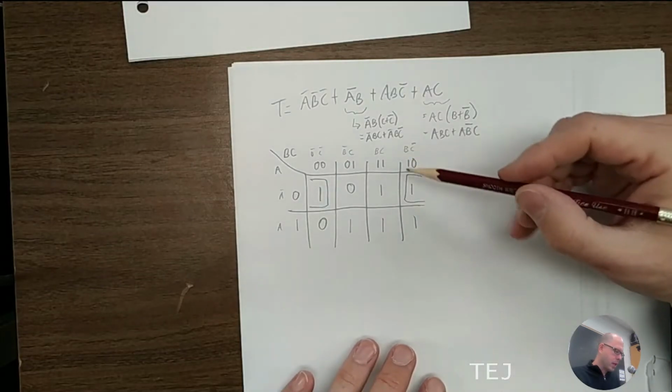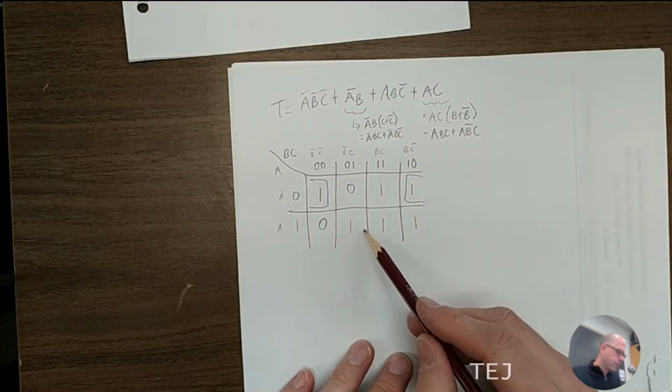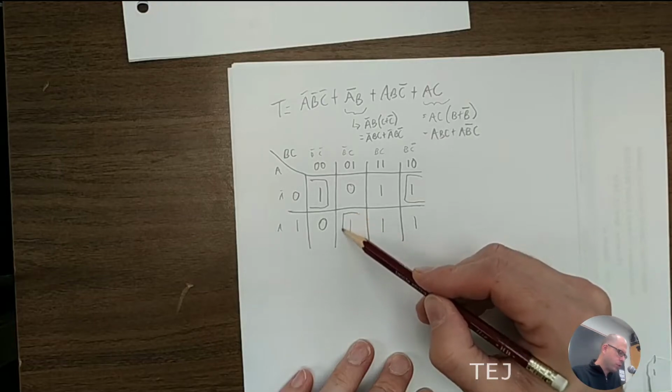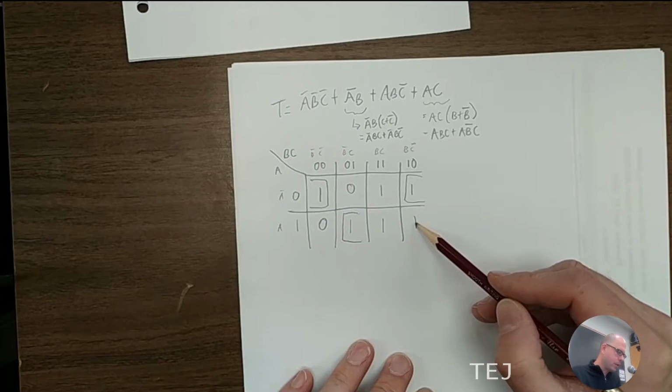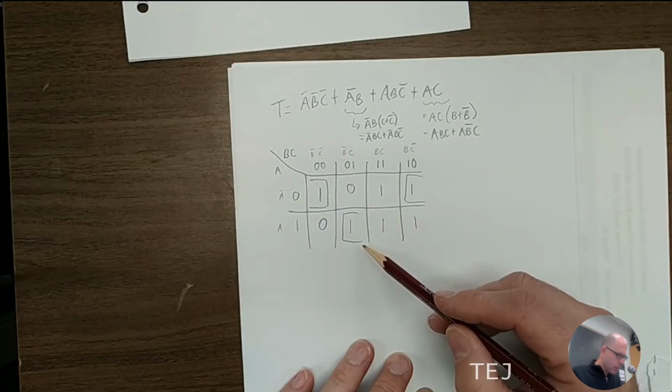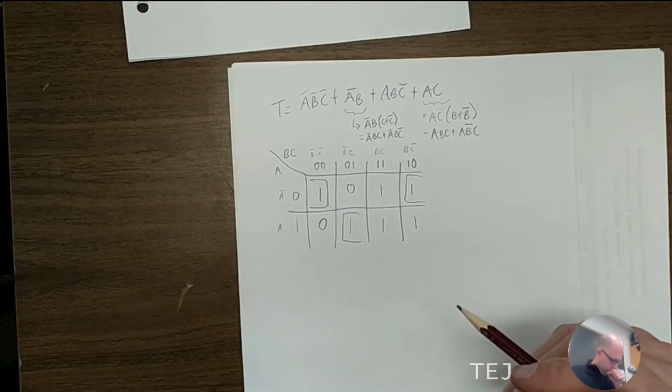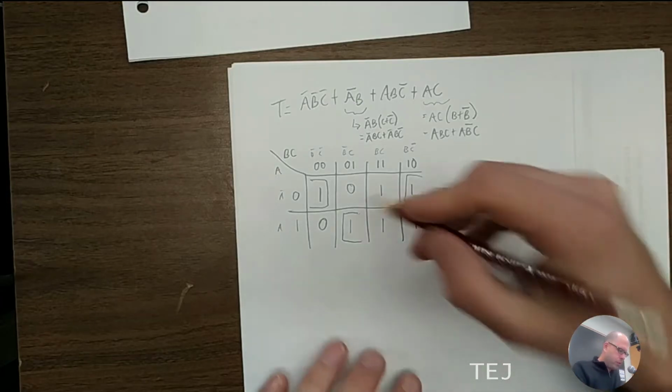There's a grouping. This one here is going to have to be grouped with the one next to it. We can't group it with this one as well because that would be 3, which is not a power of 2. So it has to be these two.